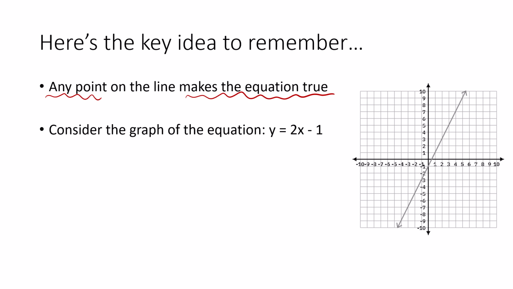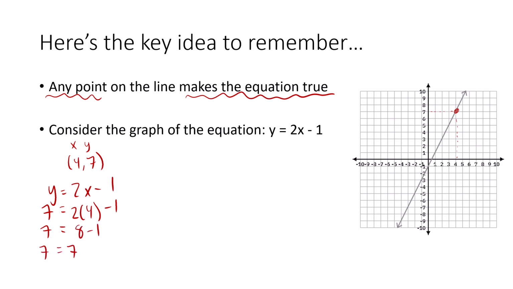So I won't belabor this too long, but I do want to emphasize the point. So this is the point (4, 7). In other words, x is equal to 4, y is equal to 7. If I take those values and plug them in, so y is 7, and 2 times 4, and we carry out order of operations, 2 times 4 is 8, and 8 minus 1 is 7. You will notice that that is true.